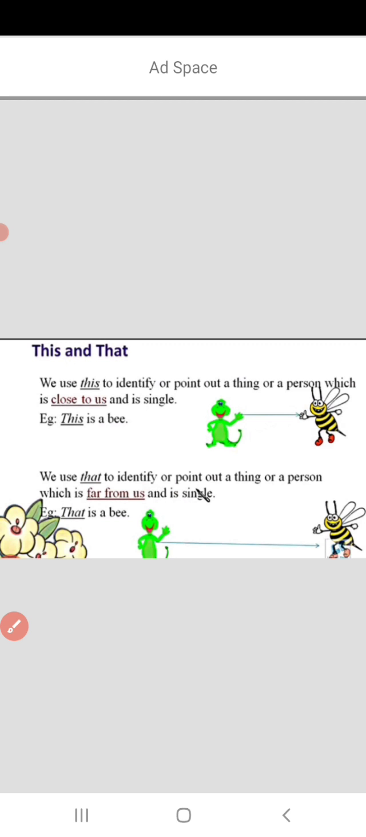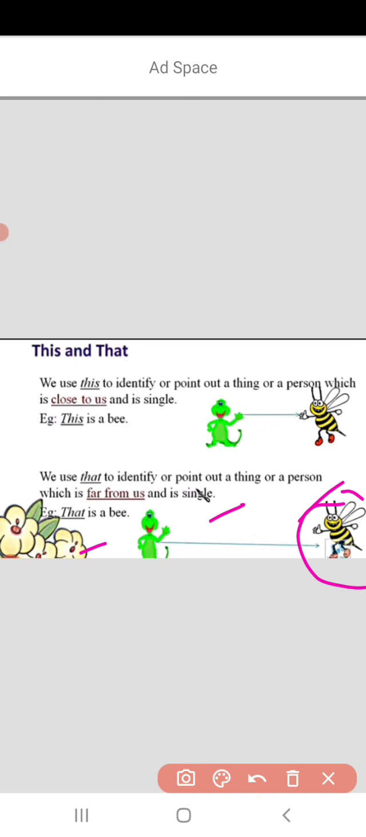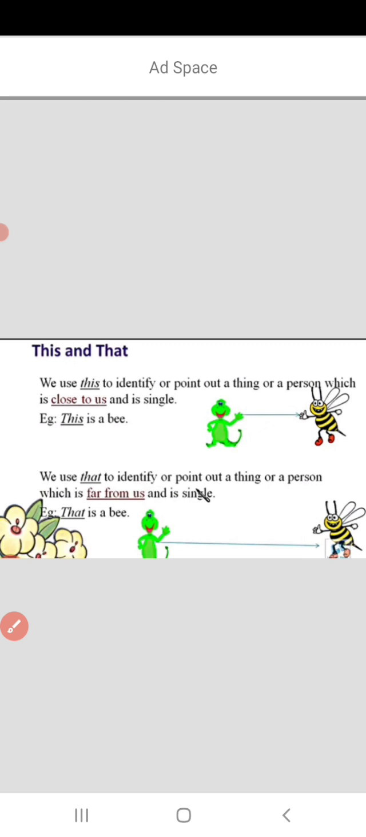That, we use that to identify or point out a thing or a person which is far from us and is single. For example, that is a bee. Here bee is one in number, single in number, and this is a place where I am standing and it is far from me. So we will use that over here. So this is for near and that is for far.